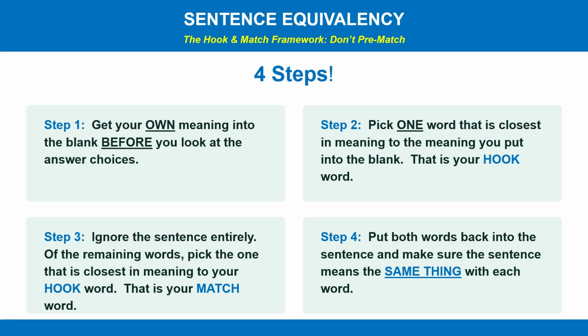Step 1, get your own meaning into the blank before you look at the answer choices. Step 2, pick one word from the answer choices that's closest in meaning to the meaning you put into the blank. That's your hook word. Step 3, ignore the sentence entirely. Of the remaining words, pick the one word that's closest in meaning to your hook word. That's your match word. And step 4, put both words back into the sentence and make sure the sentence means the same thing with each word.